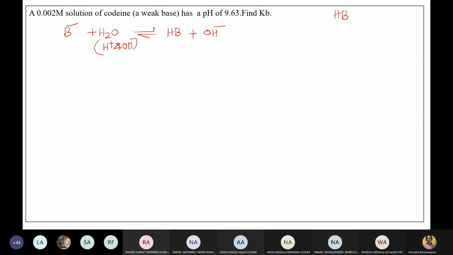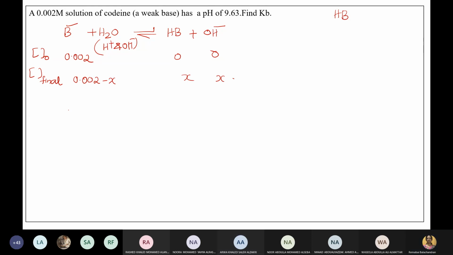Initial concentration. Do you know the initial concentration? 0.002. What is the initial concentration of HB? 0. Okay, OH minus also 0. Final concentration: 0.002 minus x, and here it is x. Now, next step.